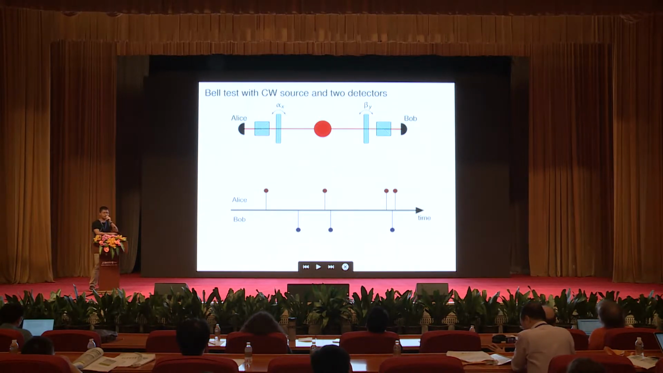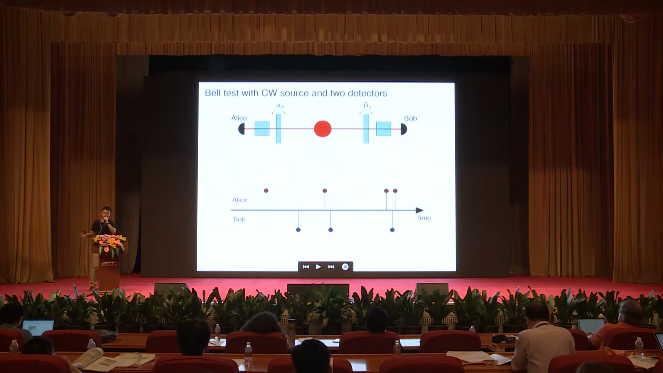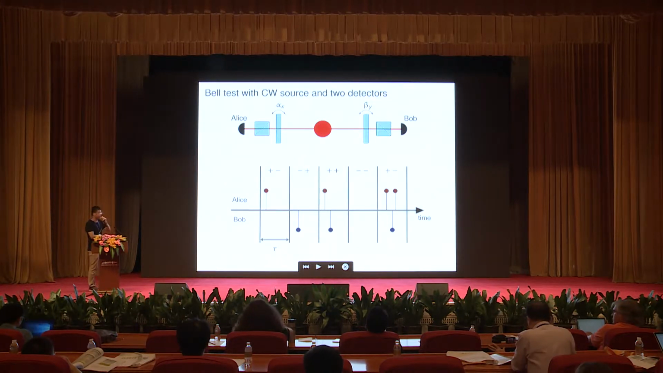At the Alice and Bob sides, both of them recorded the arrival times of the photons, and then we have the timeline there. The problem with the continuous wave source is that it's quite hard to define a measurement round compared with a pulsed source. So here we use the time binning method, which means we divide the measurement events into uniform time bins of width tau.